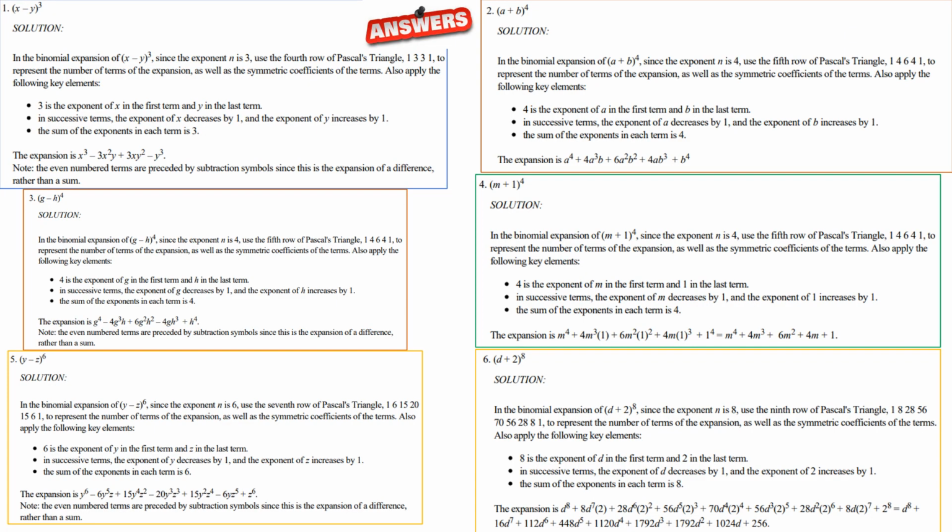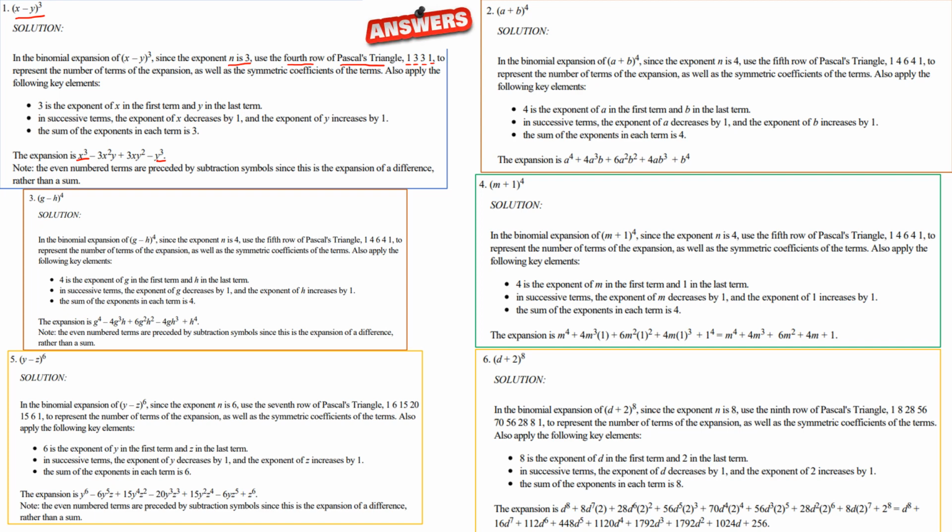So here for (x minus y) whole cube, you have the exponent or the power as 3. Therefore, you will use the fourth row of the Pascal triangle. 1, 3, 3, 1 will be the binomial coefficients. So the exponent of x in the first term would be 3, and for y it will be 3 in the last term. That's what you will remember. So x cube and minus y cube.